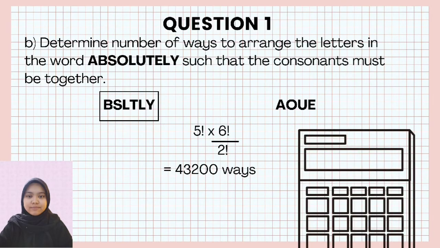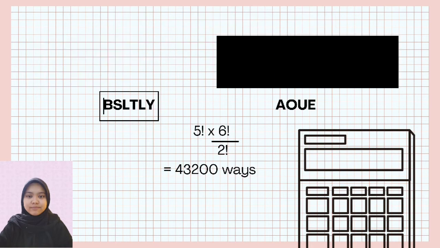Question 1b. Determine the number of ways to arrange the letters in the word OBSOLETELY such that the consonants must be together. First step, we divide the consonants and the vowels. 5 factorial comes from the consonants, which we calculate as 1 letter, and also the A as 1, and also O, U, E. Times 6 factorial comes from the consonants that have 6 letters, and divide by 2 factorial because we have 2 L in the consonants. So the answer is 43,200 ways.